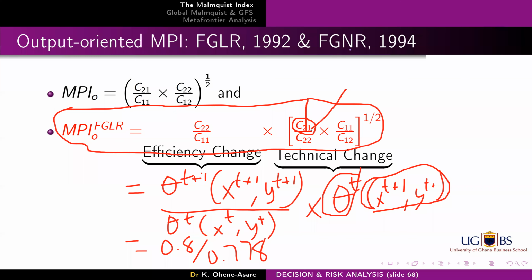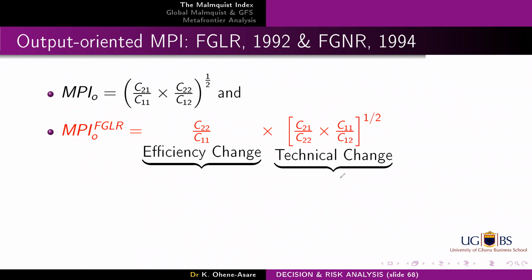So how do you call this C21? It is efficiency of the firm in year 2 relative to frontier 1. So that one you go directly. What about C12? C12 is efficiency in year 1 relative to frontier 2. So these are the formulae. Efficiency in year 2 relative to frontier 2, that's this. All right, so keep that in mind. That is exactly what we worked.